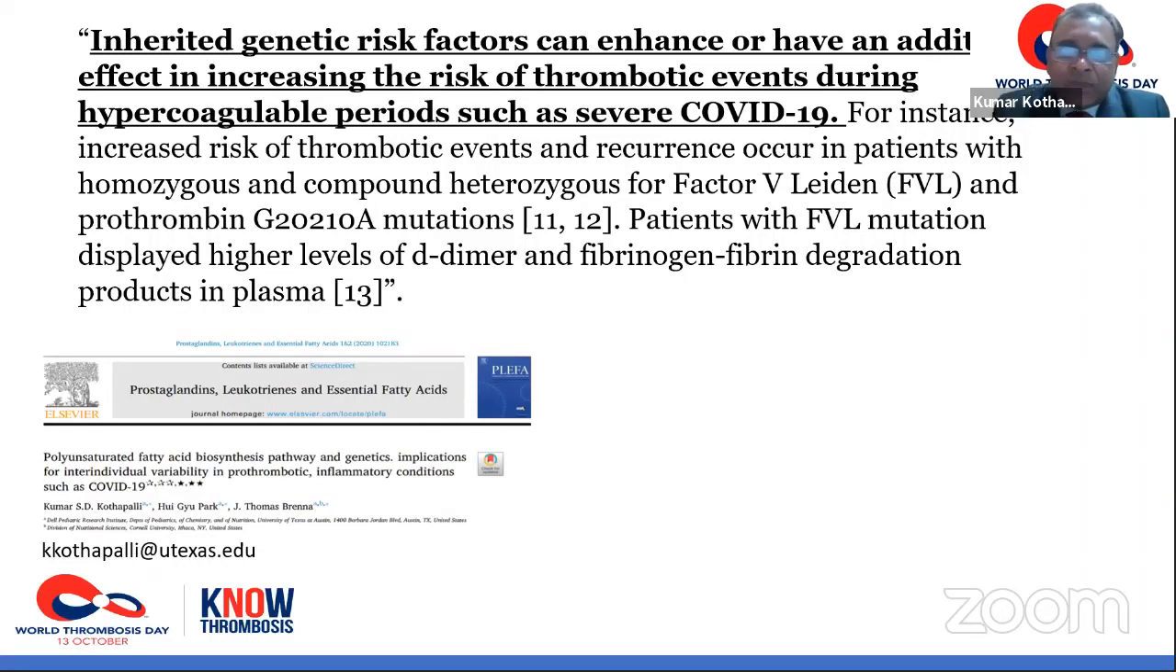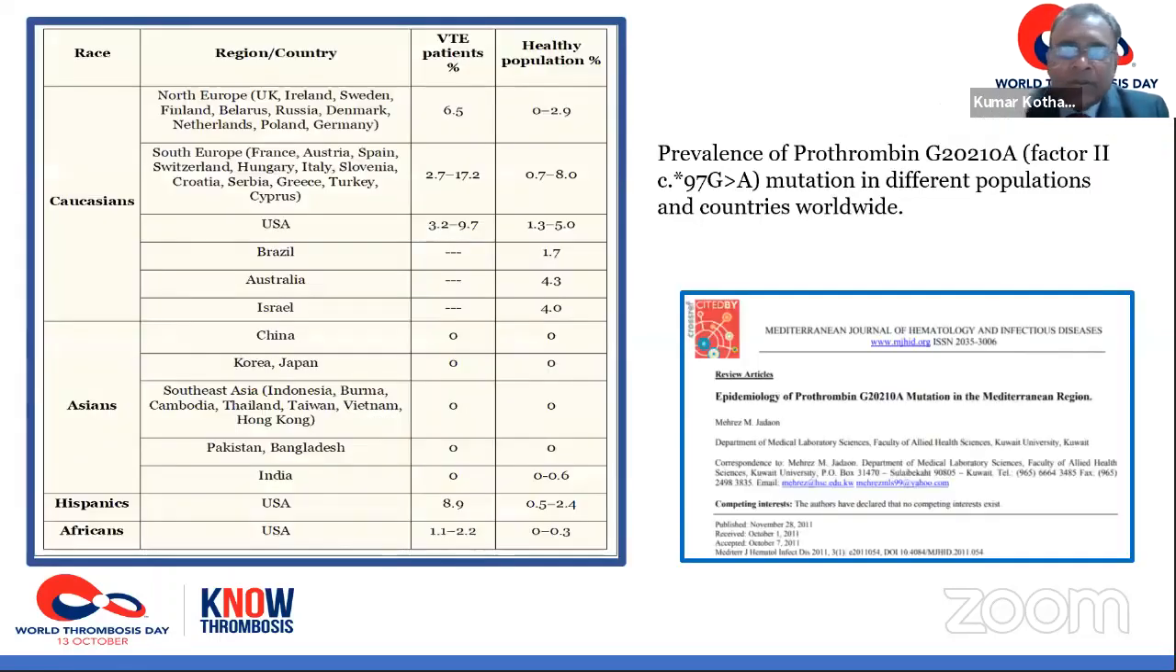And there is one paper showing that patients with factor V mutation displayed high levels of D-dimer and fibrinogen fibrin degradation products in plasma. And if we see the incidence of a factor II genetic defect or mutation in populations worldwide, again, we see the high incidence in European Caucasians. And if you see the incidence in Asians, it's completely zero. And in India, one paper has shown 0 to 0.6%.